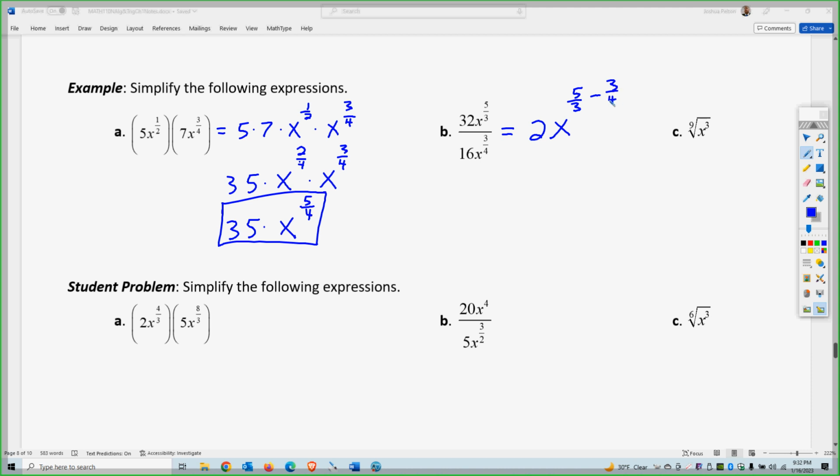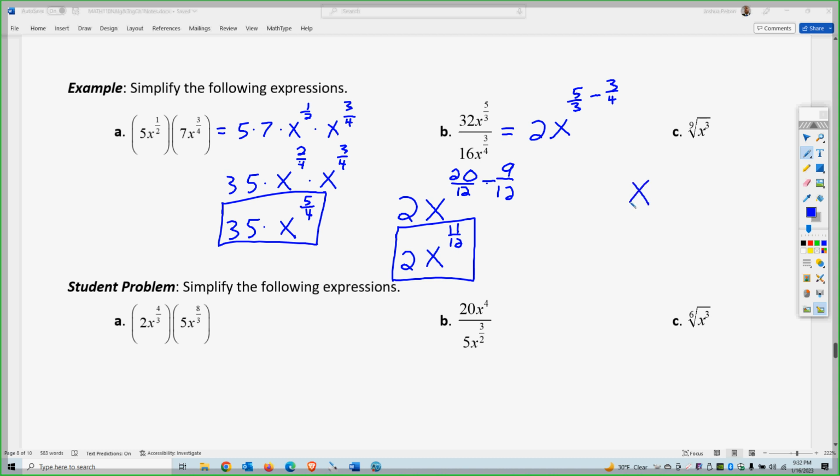But those are not common denominators, right? So I have x to the common denominator is what? 12. So times 4 is 20/12, right? Right? If I times it by 4. If I times it by 3, that's 9/12, correct? So 20/12 minus 9/12 is 2x to the, let's see, 20 minus 9 is 11/12. There we go.